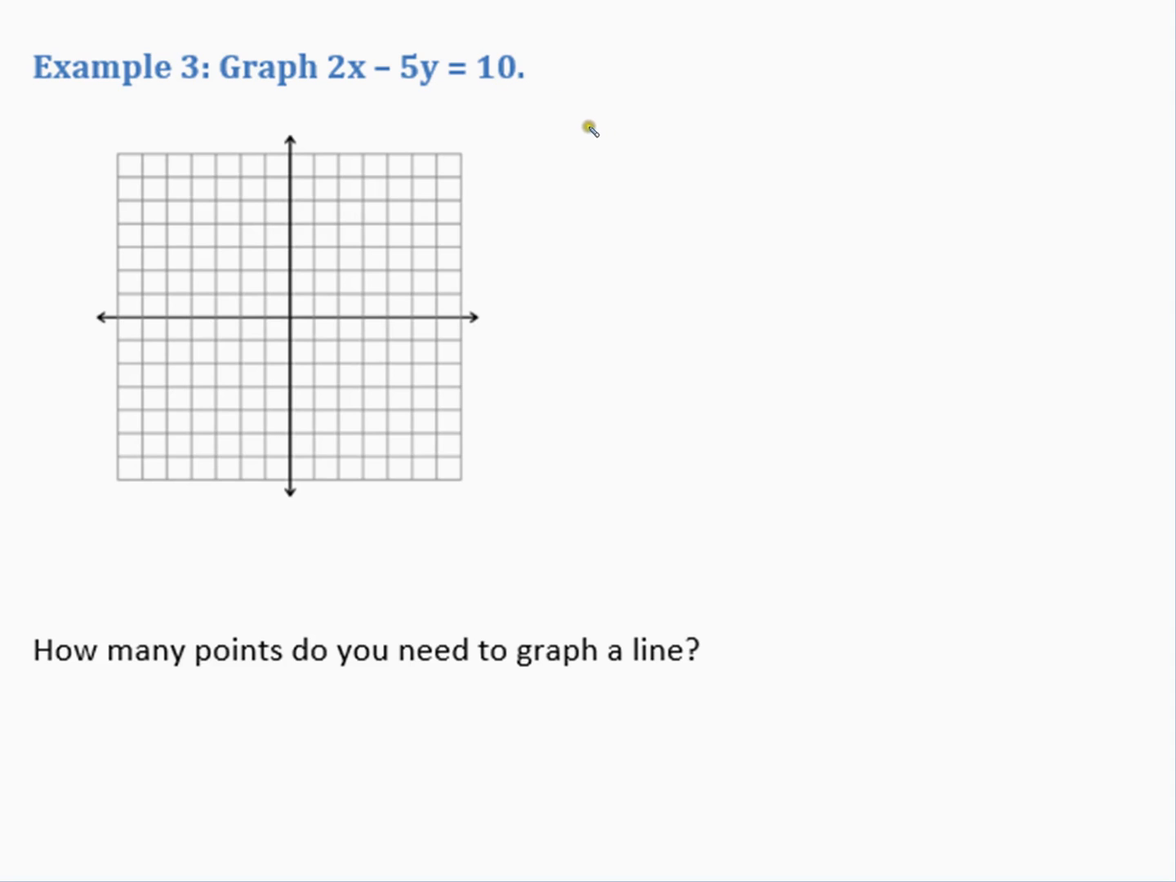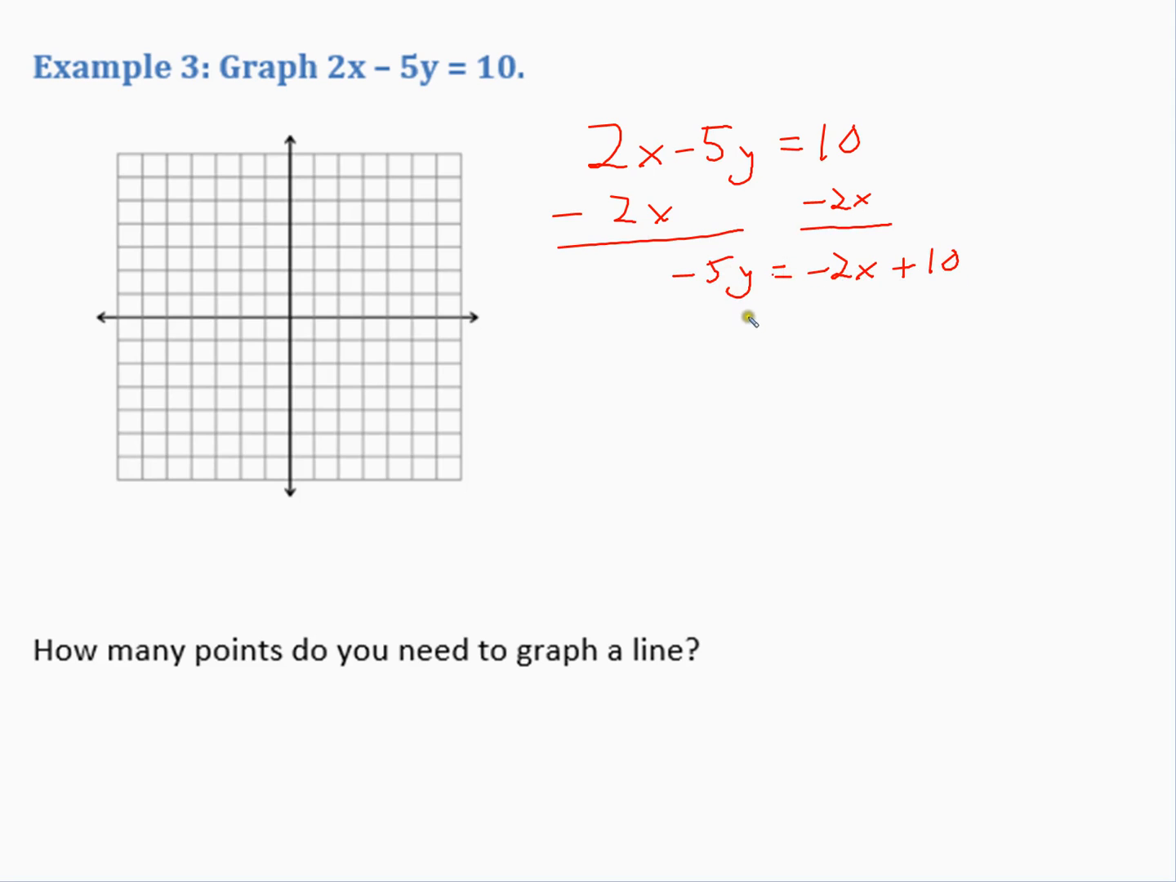So let's take this 2x minus 5y, which is equal to 10, and we're going to solve for y because that will be easy to plug our x values in. It's not a necessity, but that's what we're going to do here. So we have negative 5y is equal to negative 2x plus 10. I like to put the x value first before the constant.